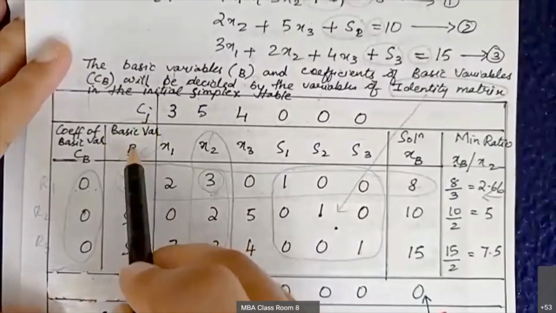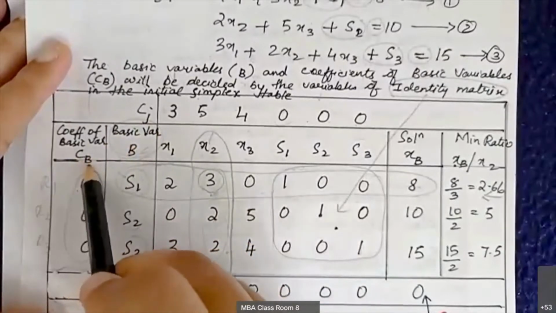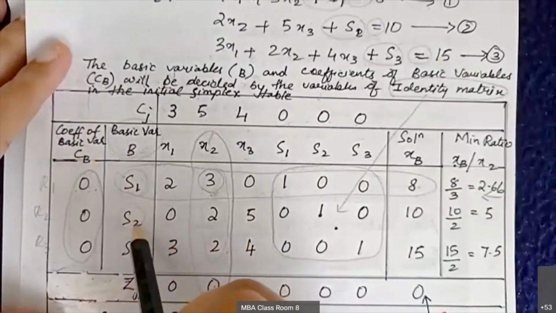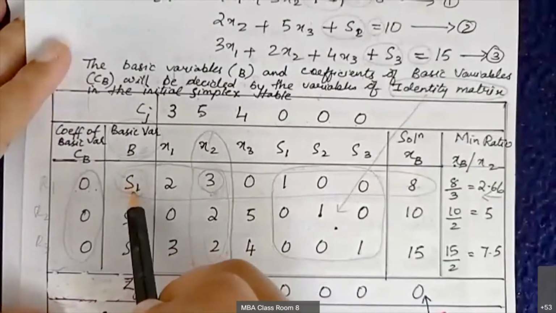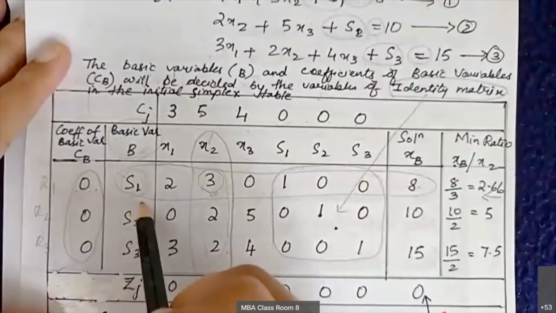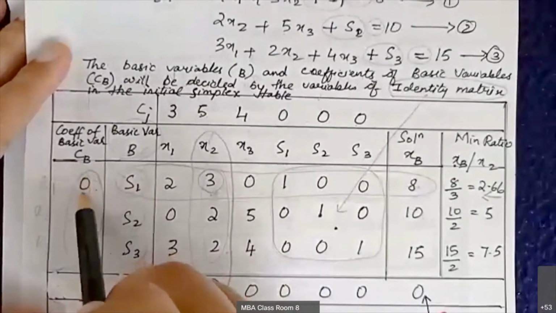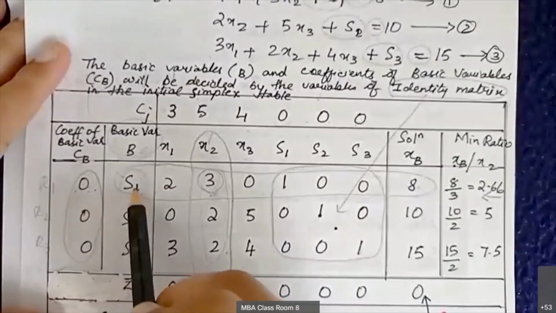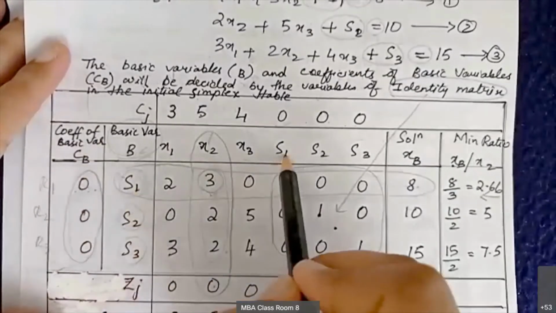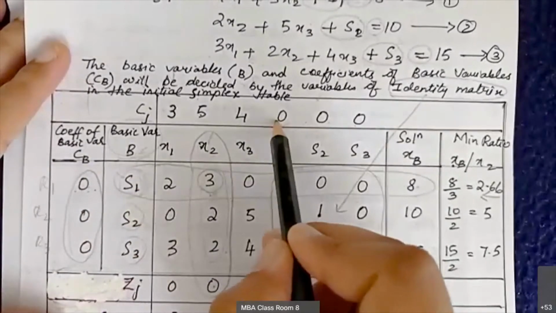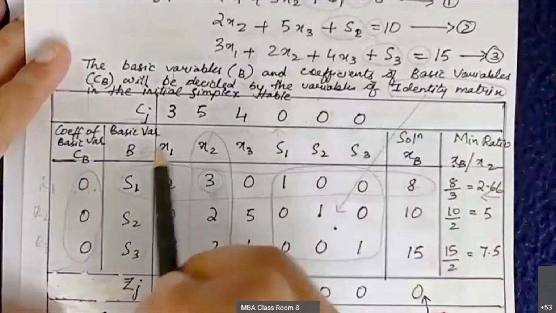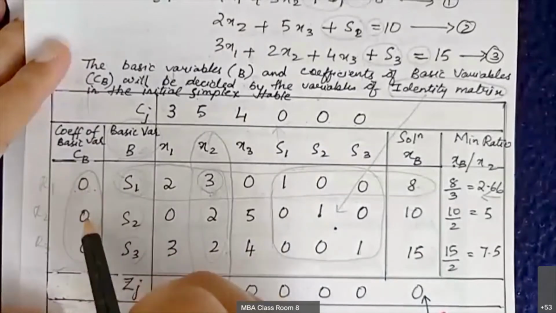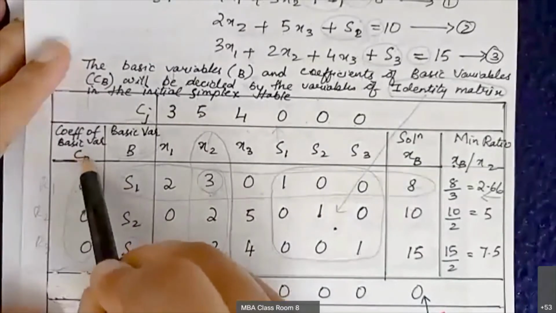Okay. Now this is represented by B. What is this? This is the coefficient of basic variable. So whatever be the variables over here, we will mark the coefficients of these variables over here. For example, we have S1, S2, S3 here. Corresponding coefficients of S1 is 0, S2 is 0, S3 is 0. So that is why we have 0, 0, 0 over here, which is the coefficients. So that is represented by CB.